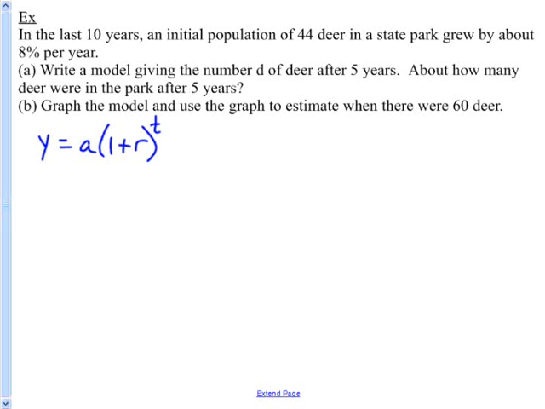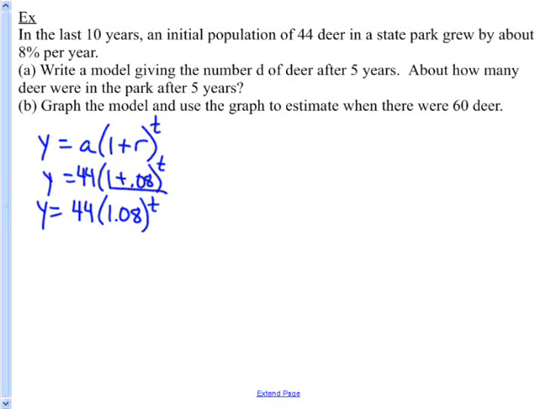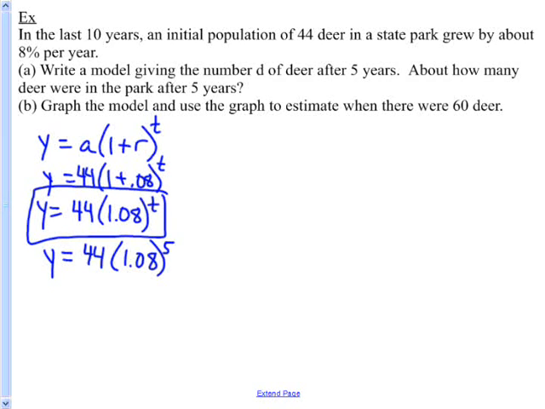So in the last 10 years, let's take a look at this. 44 deer is what we started out with. It grows by about 8%, so r is going to be 0.08, and t is our time in years. So that's the model here: 44 times 1.08 to the t. So we're doing part A here. Now they want us to figure that out for 5 years.